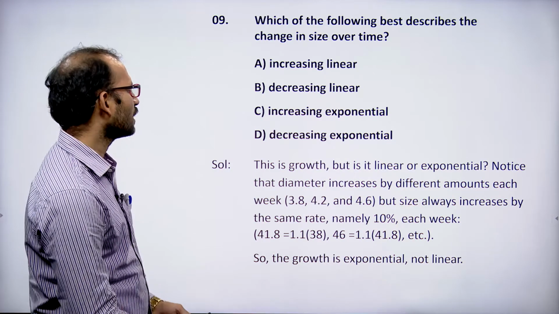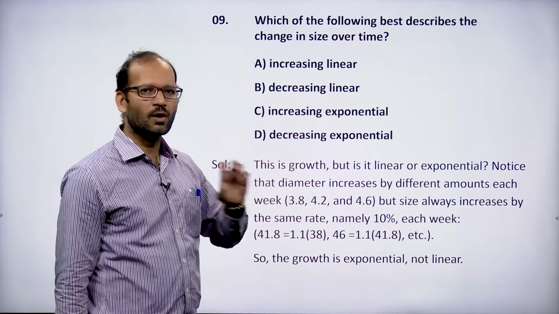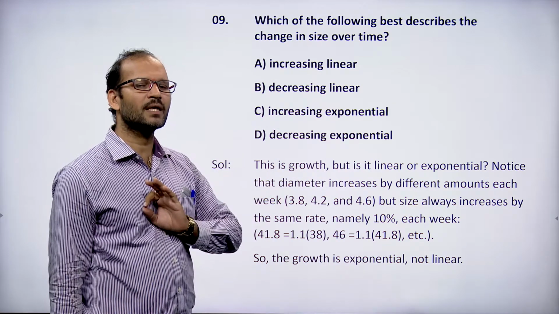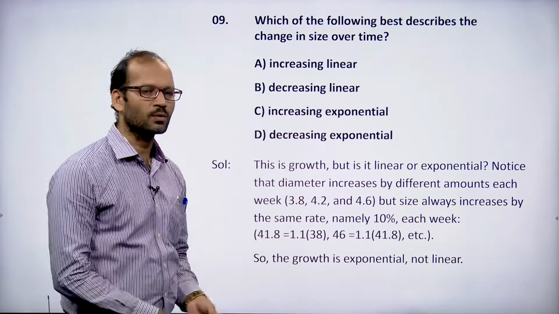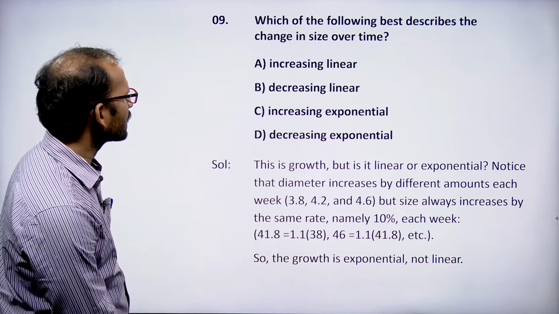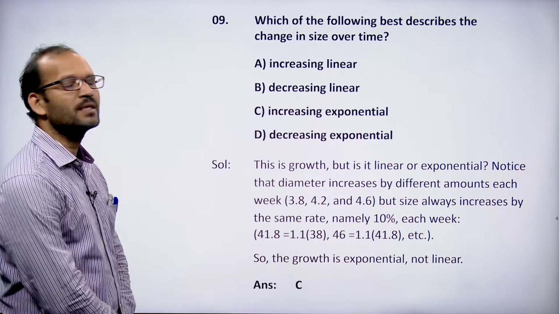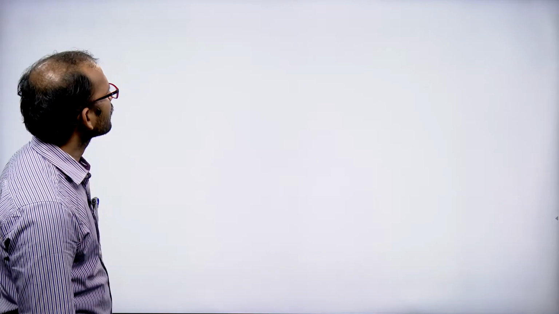Simply saying, if the growth is the same constant amount every week, we can say it is a linear growth. Otherwise, it is exponential growth. So the answer choice is increasing exponential, not decreasing exponential. C is my answer. Is it okay? Right. Next, coming to the 10th one.